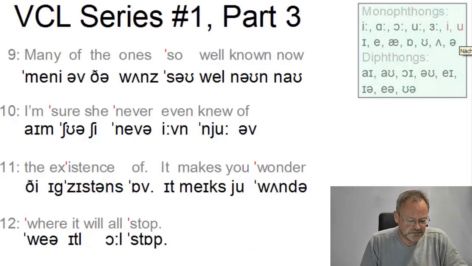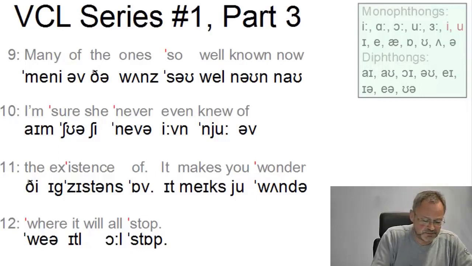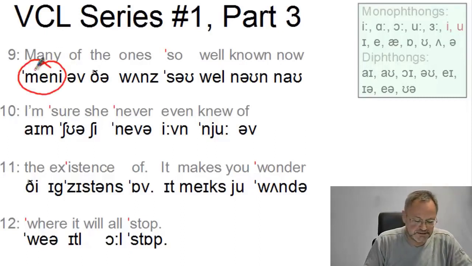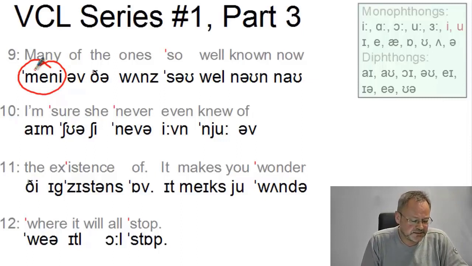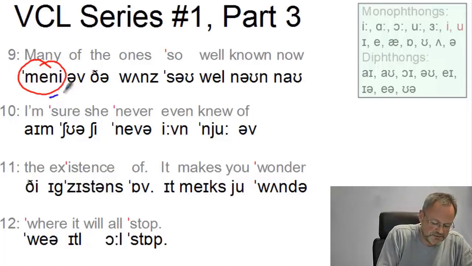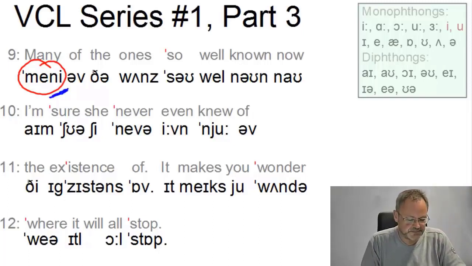The last part, many of the ones so well known. I know that many students have trouble with the word many. We often have the feeling that the vowel is lower than the symbol, then represented by the symbol A, many. However, if you look at the system of monophthongs in the LPD notation, then the short A is the only symbol we have. Also note that we have a weak vowel at the end. Many of the ones so well known. Now, apart from that, there is no real problem.